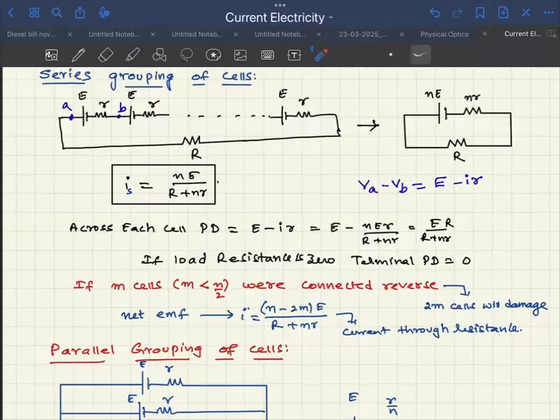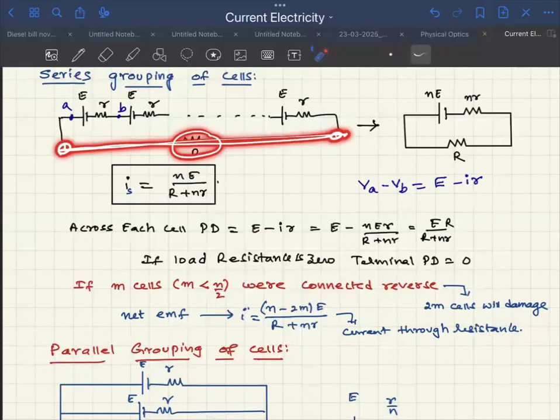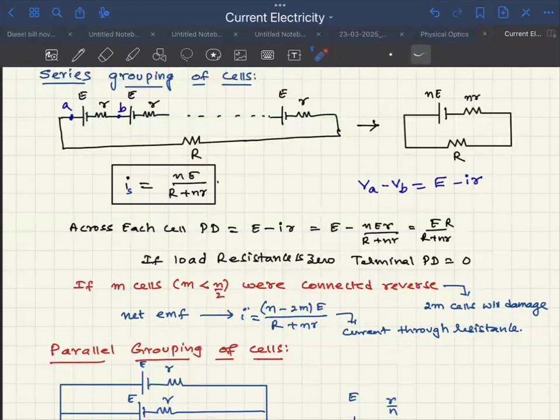Suppose capital R is 0, if there is no load resistance. Simply, you have shorted the cell with a conductor. This end and this end are joined with a conductor. That is called shorting. What happens? Capital R becomes 0. If capital R becomes 0, the terminal PD across each cell becomes 0. This is one important point which you need to know.